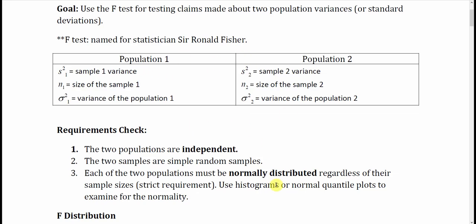Each of them must come from a population that is normally distributed, and we can use the histogram or the normal quantile plots to check for that.